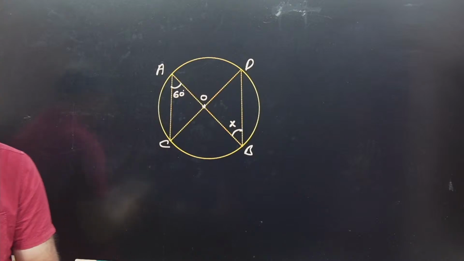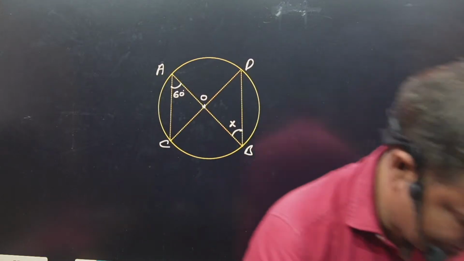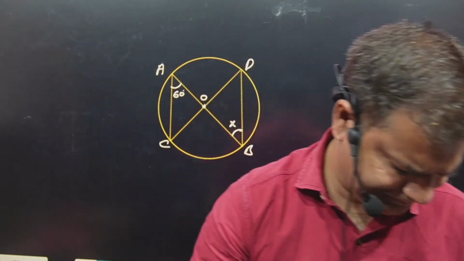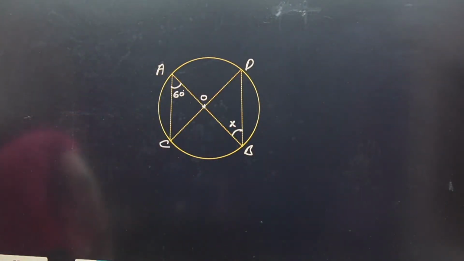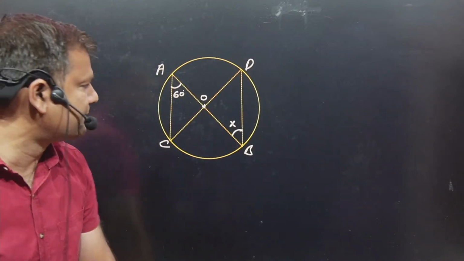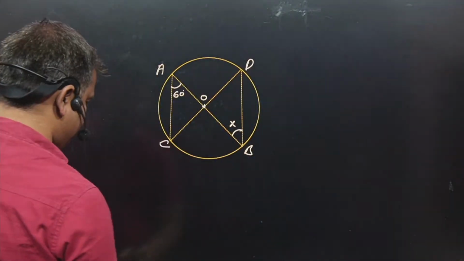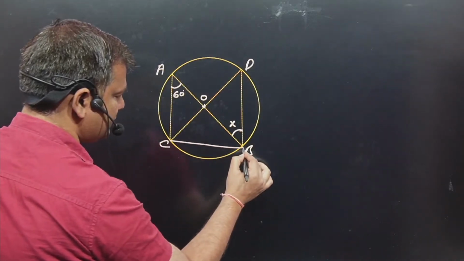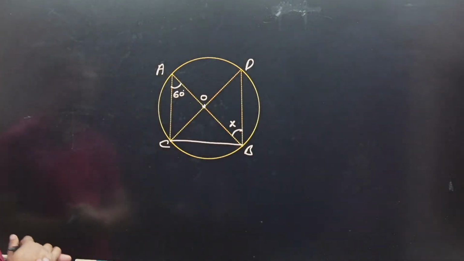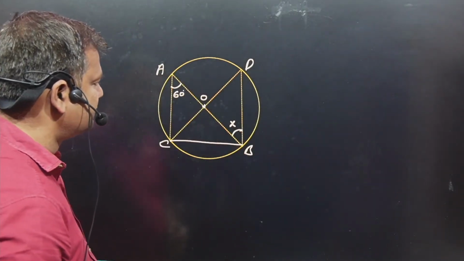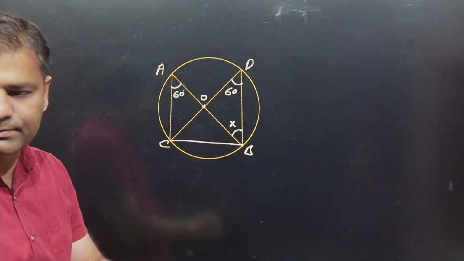X is 30. Wait, I will check. How can you say 30? Look here. First of all, I draw a line like that one. Okay, if this one is 60, what about that angle? Also 60 because of same segment. Clear?